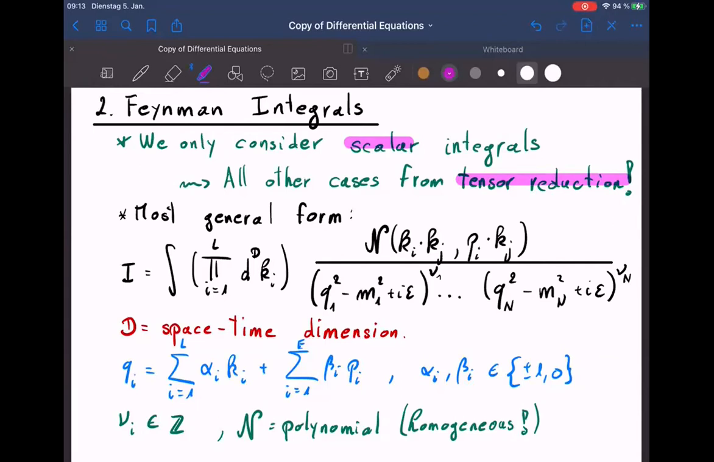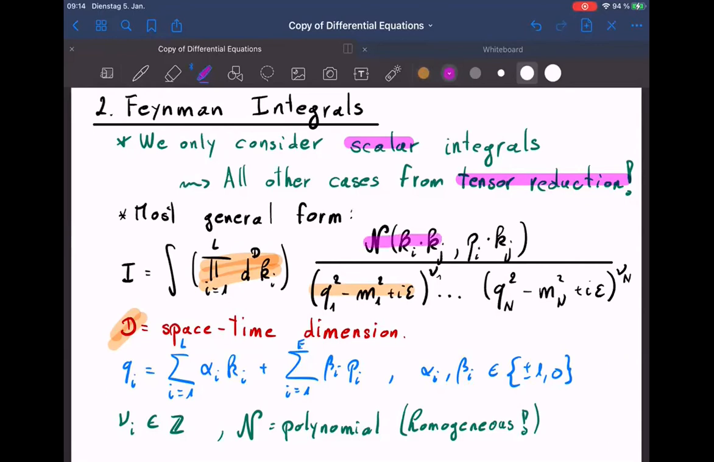And as soon as you restrict yourself to scalars, the most general integral that you can have at L loops looks as follows. So there's one integral per loop, so one loop momentum per loop. The space-time dimension I denoted by d. So for now, I just keep it generic. So d would be equal to 4. And then for every edge in my graph, I have to put a propagator, which is some momentum squared minus the mass squared of the particle flowing in the propagator.